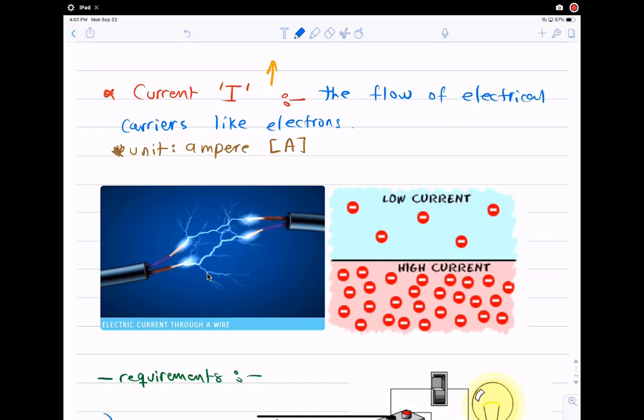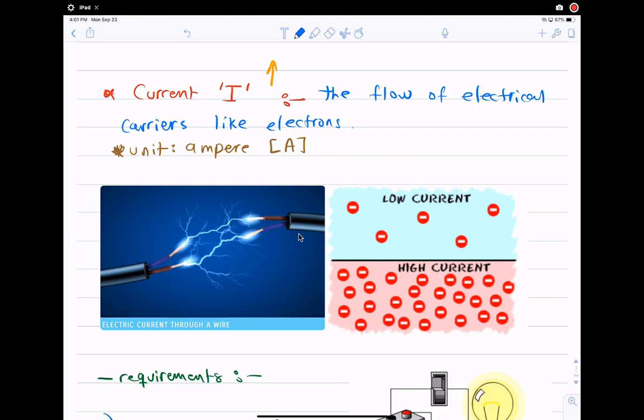Hello everyone. What is current? Current is the flow of electrical carriers like electrons. If you check those two wires, those two endpoints, when we get them closer to each other, there's a spark. This spark means that electrons are moving from one side to another.